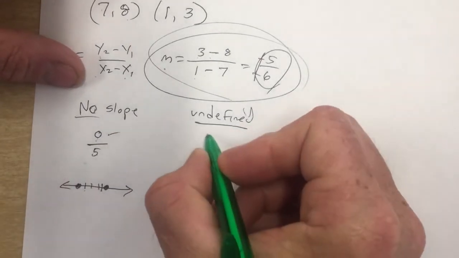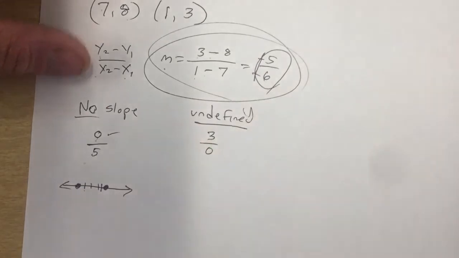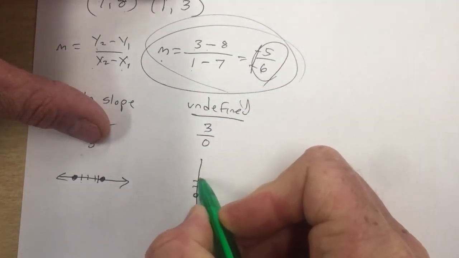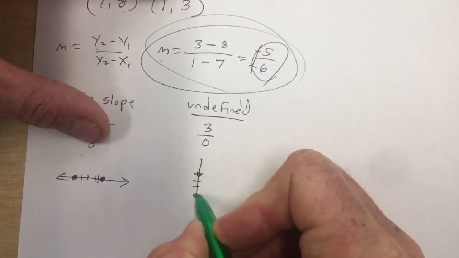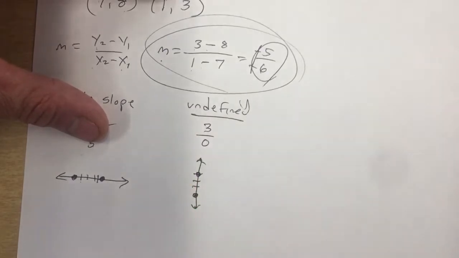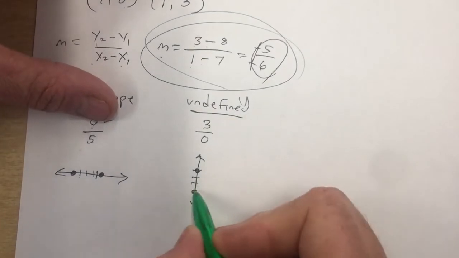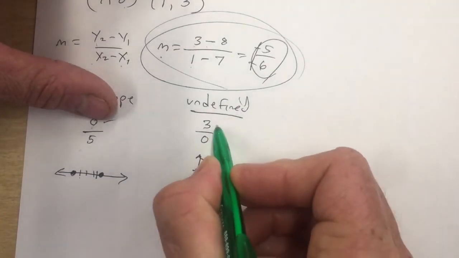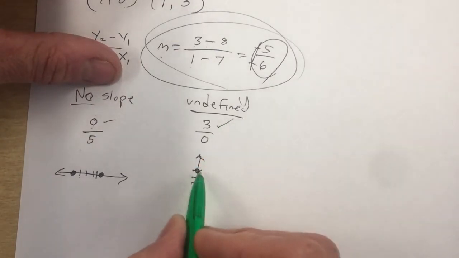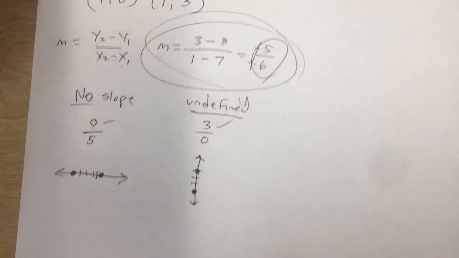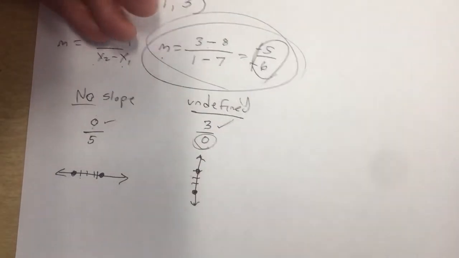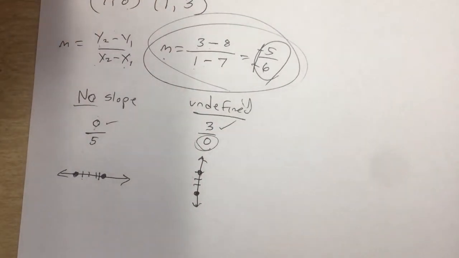Now, an undefined slope would be like if you have 0 on the bottom, which would look like this right here. These 2 points here form a vertical line. See here, my rise from this point to that point goes up 3. But it has no run, which means the run is 0. So the 0 being on the bottom makes it undefined, which is a vertical line.